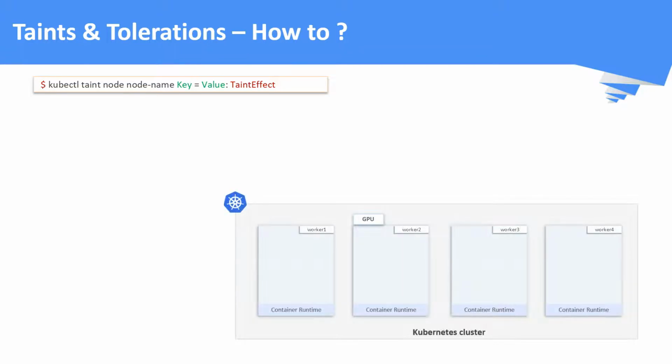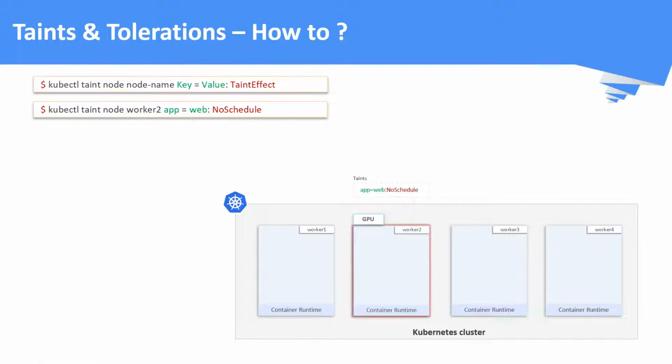In this given cluster, we are going to taint worker node number 2 with the help of this command. Here, the key is app, the value is web, and the effect is NoSchedule. Once you apply this command, worker node number 2 will be tainted and none of the pods will get scheduled in worker node number 2.